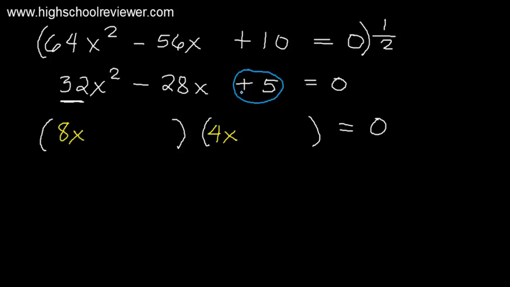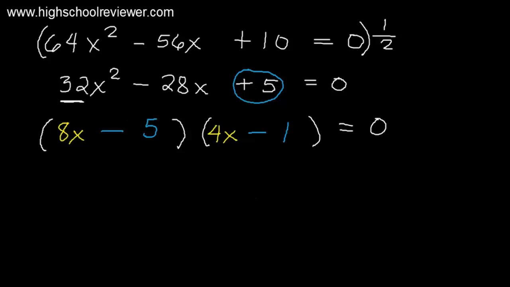Now, our third term is positive, and our second term is negative. So it is safe to say that our factors here must be both negative, since negative multiplied by negative is positive. And the factors of positive 5 will be negative 5 and negative 1.